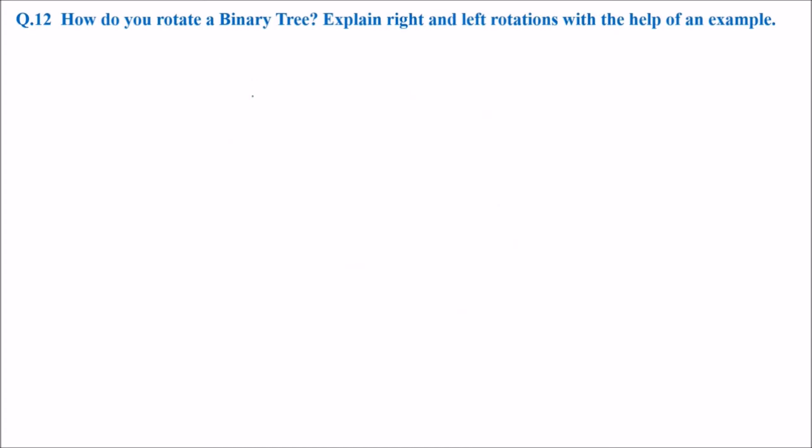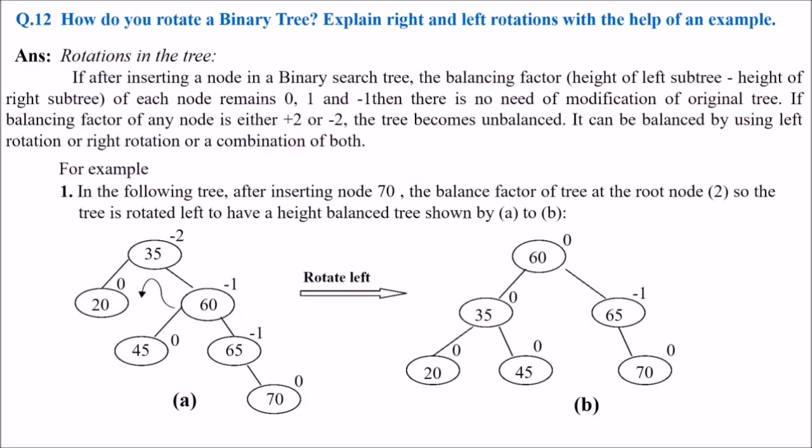How do you rotate a binary tree? Explain the right and left rotation with the help of an example. Rotate a binary tree. Rotation in binary tree. If after inserting a node in a binary search tree, it should be a binary search tree actually. The balancing factor is the height of left subtree minus the height of right subtree. So this is the balancing factor.